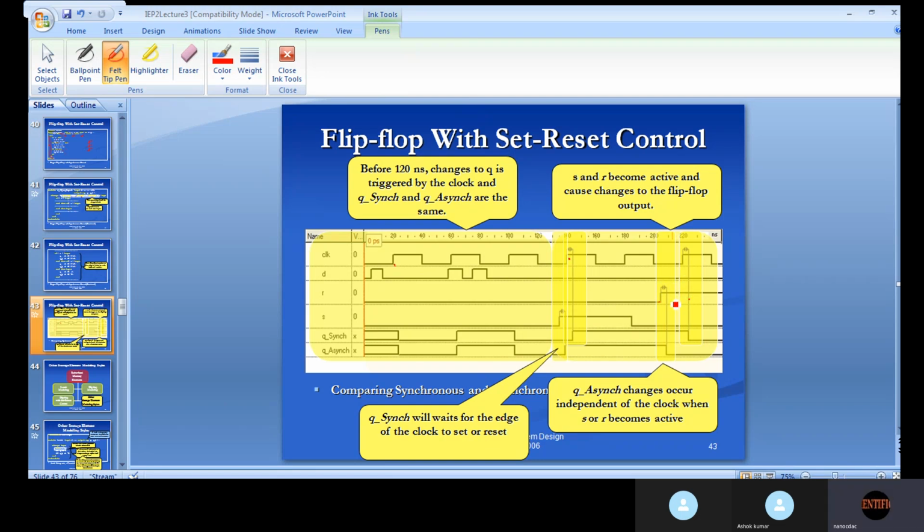We cannot see any such condition here, so let it be what is given. In this particular duration, Q will wait for the edge of the clock to set or reset. Here, this is the edge of the clock. Asynchronous changes in Q occur independent of the clock when S or R becomes active. These are the changes in an asynchronous flip-flop. So this is quite different.